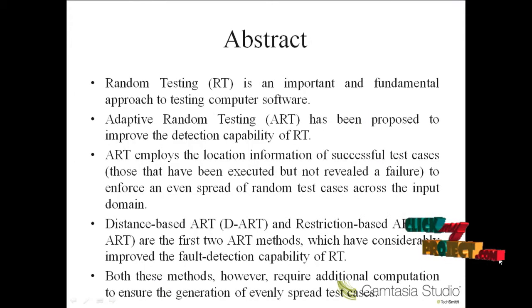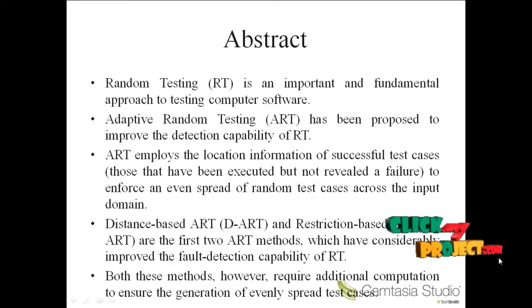Go to abstract. Random testing is an important and fundamental approach to testing computer software. Adaptive random testing has been proposed to improve the detection capability of random testing. Adaptive random testing uses the location information of successful test cases to enforce an even spread of random test cases across the input domain. Distance-based adaptive random testing and restriction-based adaptive random testing are the first two adaptive random testing methods, which have considerably improved the fault detection capability of random testing.